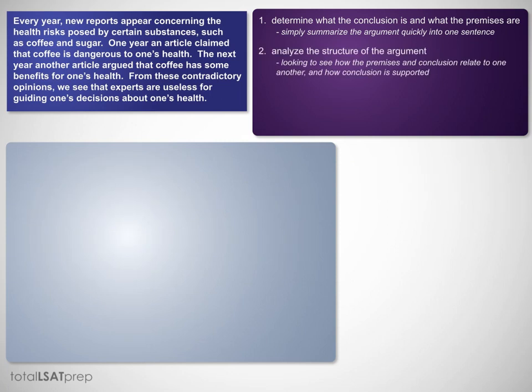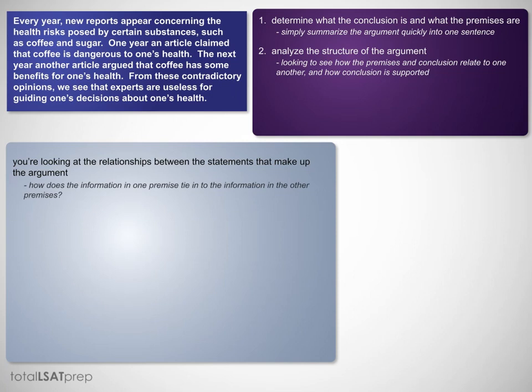The next step is to analyze the structure of the argument. And there you're looking to see how the premises and conclusion relate to one another and how the conclusion is supported. So you're looking at the relationships between the statements that make up the argument. How does the information in one premise tie into the information in the other premises? How does the information in the premises tie into the information in the conclusion?